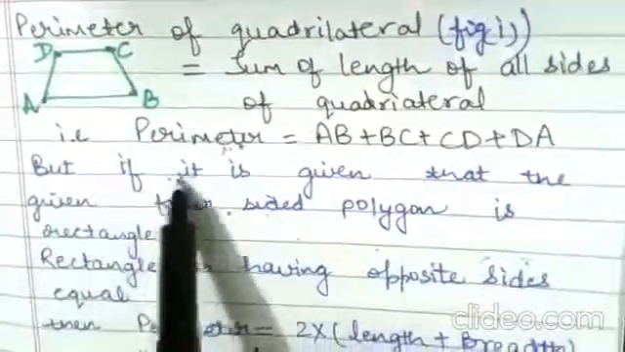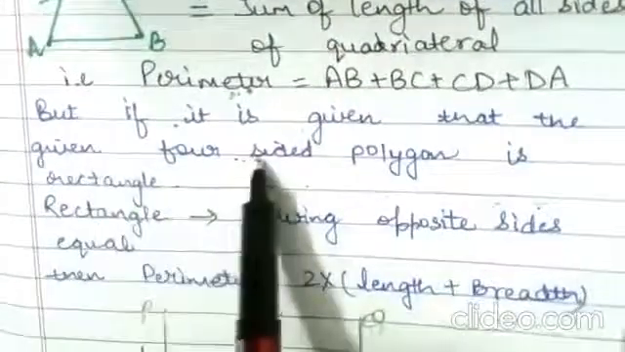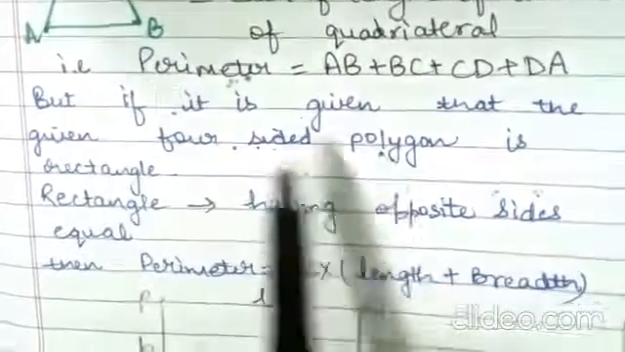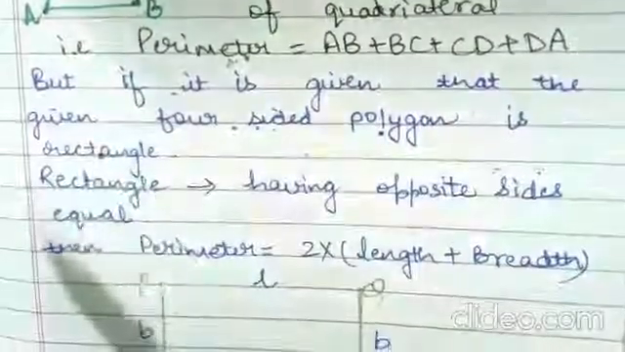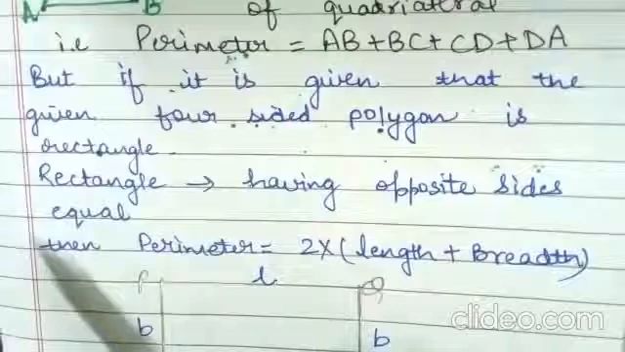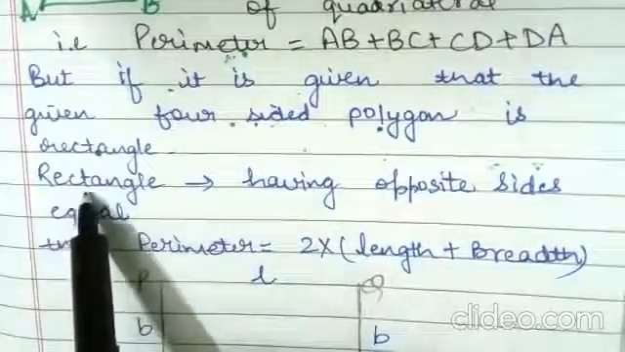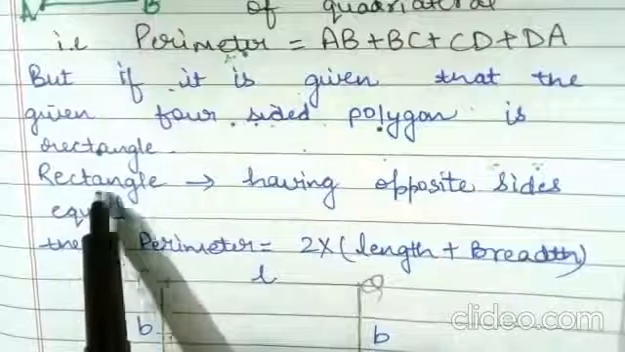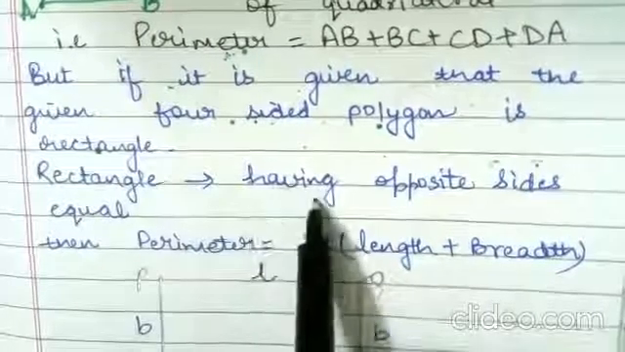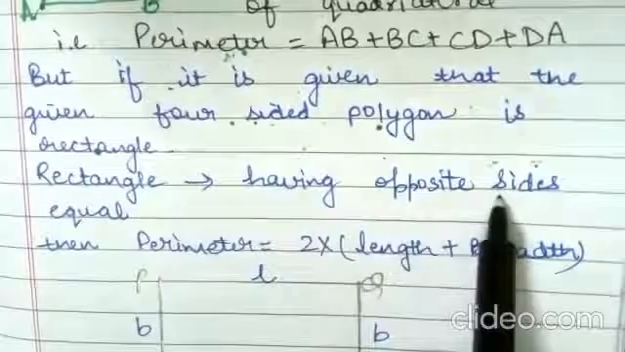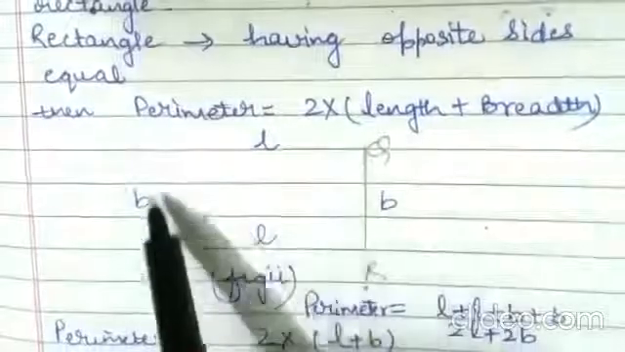But if it is given that the four-sided polygon is a rectangle, then how will we find the perimeter? Now we know that a rectangle is a quadrilateral having opposite sides equal. See this figure?